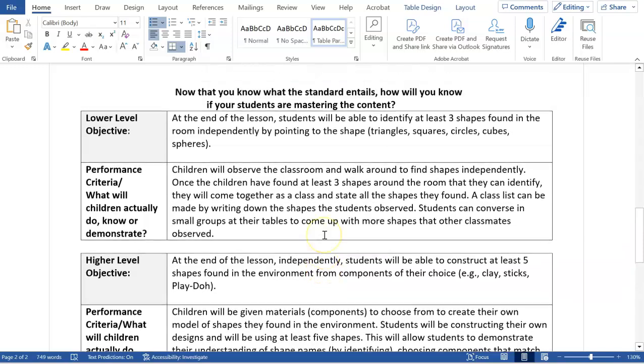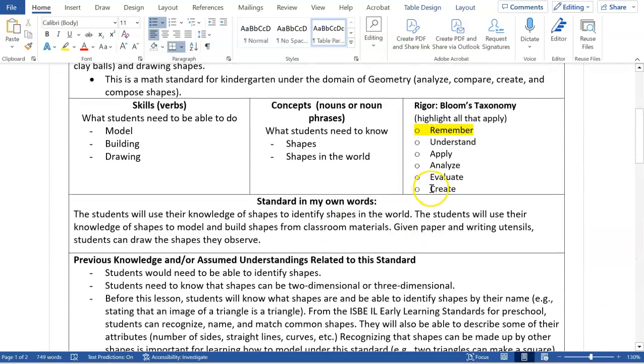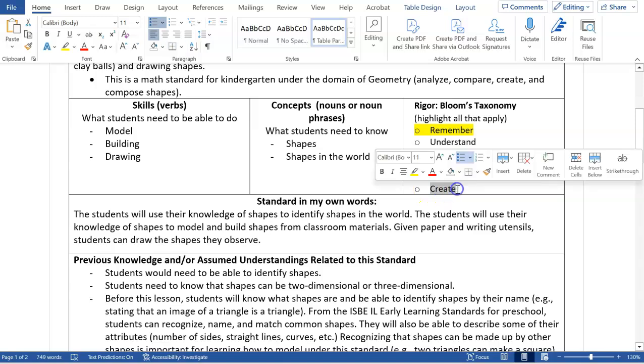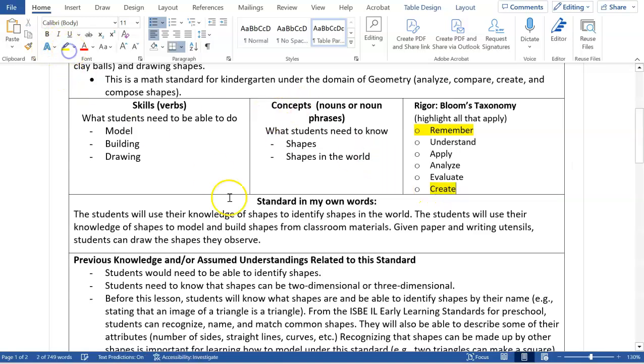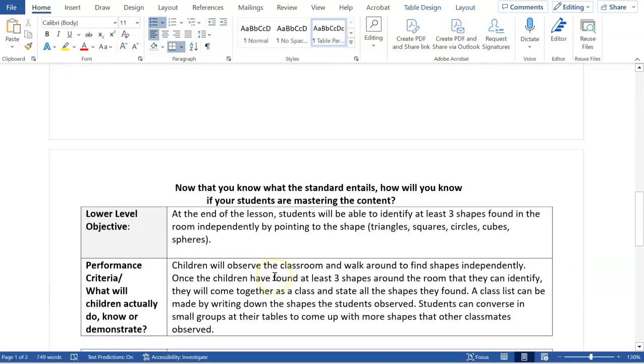All right. So if we're asking them to construct, it's probably moving up into this level of create, right? Because they're applying what they've learned to be able to create something that demonstrates their understanding of the different shapes that we're hoping that they learn.